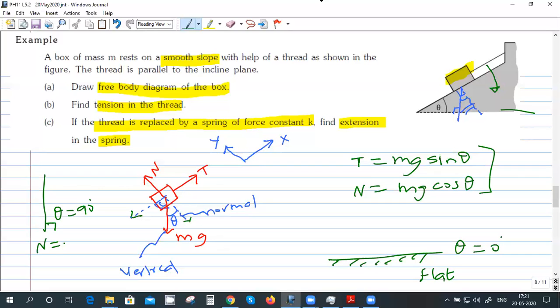Normal reaction will be 0, because it is just touching the plane, so there is no force exerted by the block on the plane, right? It's just touching the plane. Okay. And what will be the tension? It is mg. Total mg, because there's nothing else which is supporting the weight. The whole of the weight is supported by the tension.